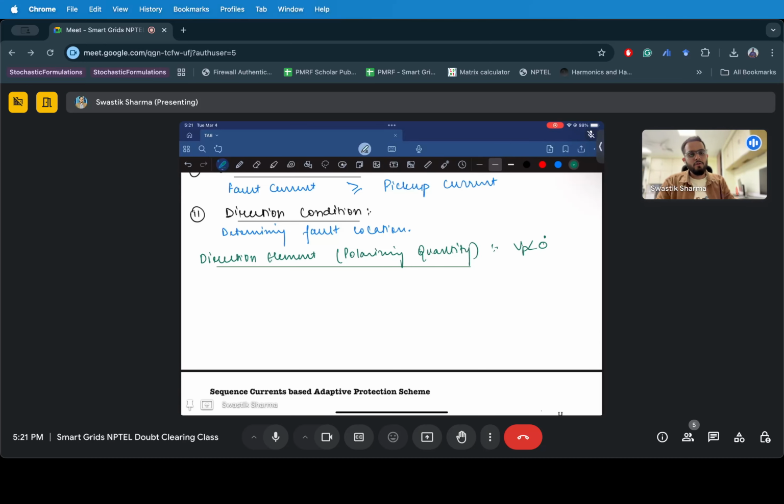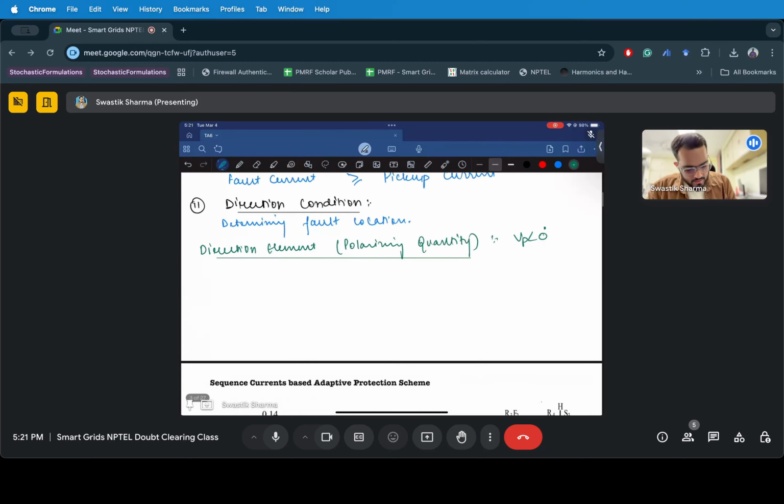polarizing quantity and your fault current, so that you are able to sense where the fault is occurring. Is it forward to you or backward to you? And how do you do that? It's by deriving this torque condition. Your relays measure or quantify the torque associated with some internal disk rotation or something like that, and based on the magnitude or the direction of this torque, they sense if the fault is occurring forward or backward.